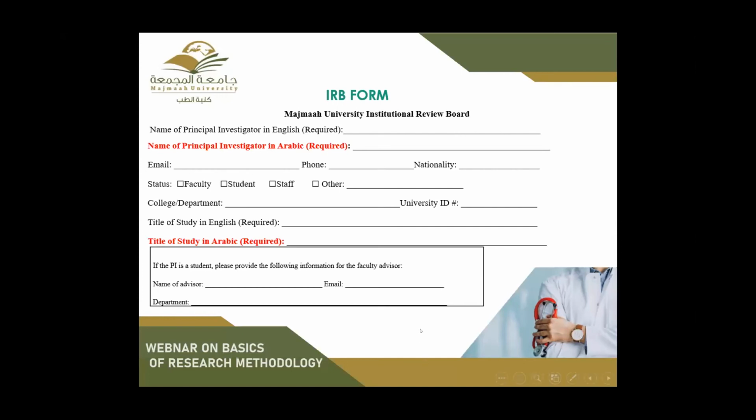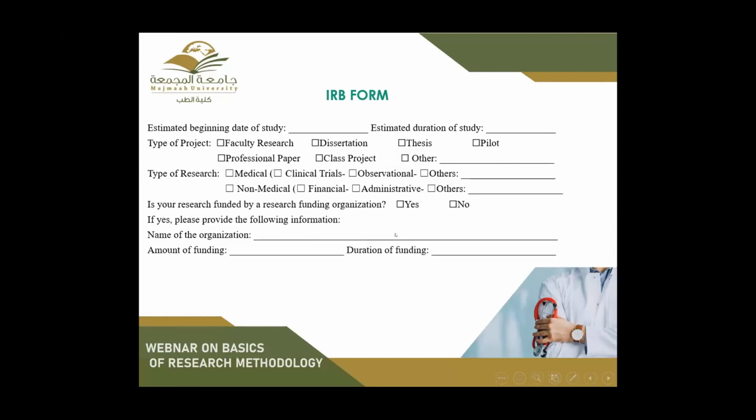And this square, if the PI is a student, then you provide the name of the advisor, the email of the advisor, and the department. Still in the IRB form, the estimated beginning date and end date of the study, and the type of the project. Is it faculty research? Is it a dissertation? Is it a pilot study, and so on?